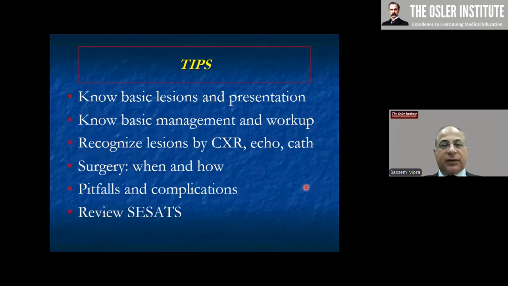Here are some of the tips. Know the basic lesions and presentations, and the basic management and workup. Recognize some of the lesions by chest x-ray, like a boot-shaped heart for tetralogy and a heart on a string for transposition, respectively. Look at some of the cath images. A lot of them are going to be very straightforward, and we'll cover some of those here. Again, pitfalls and complications are important, and so is CSATS. There are also board review course books out there.